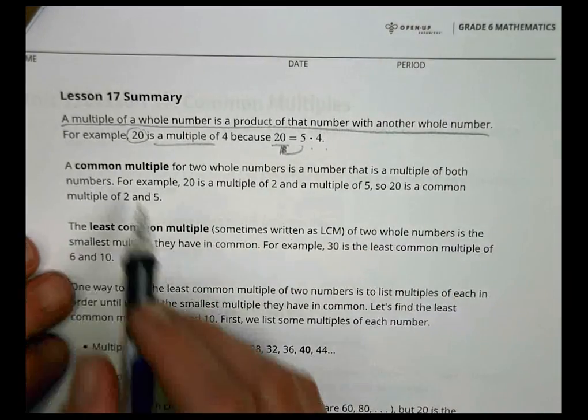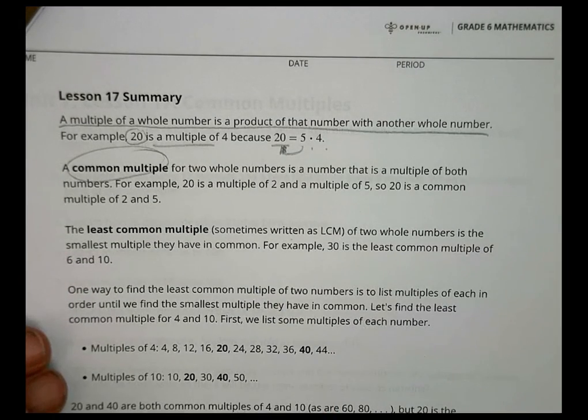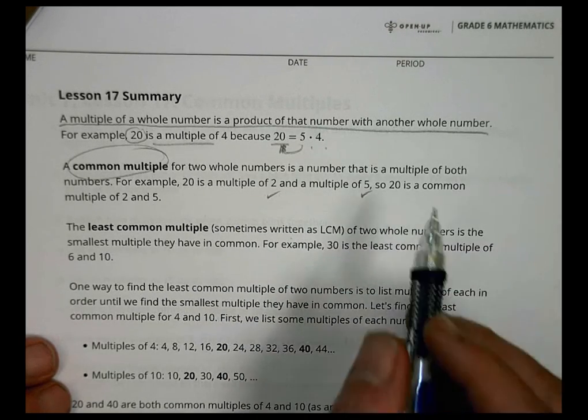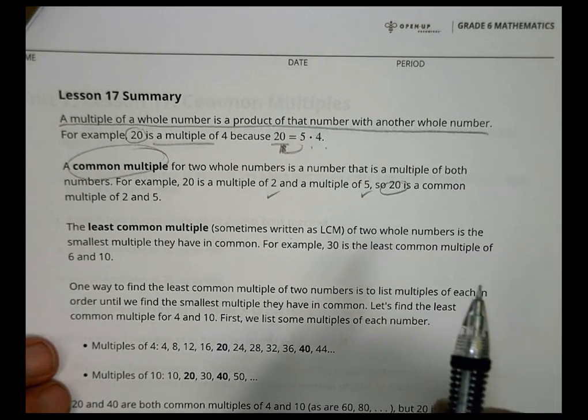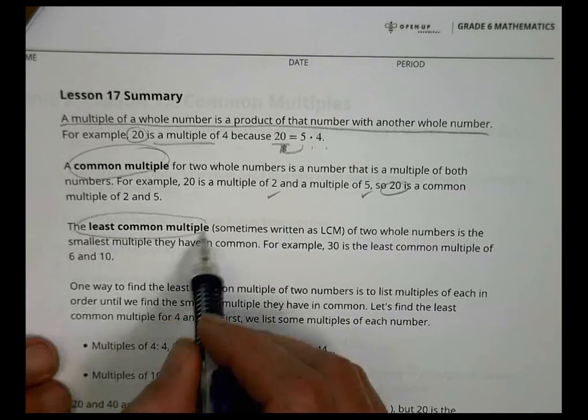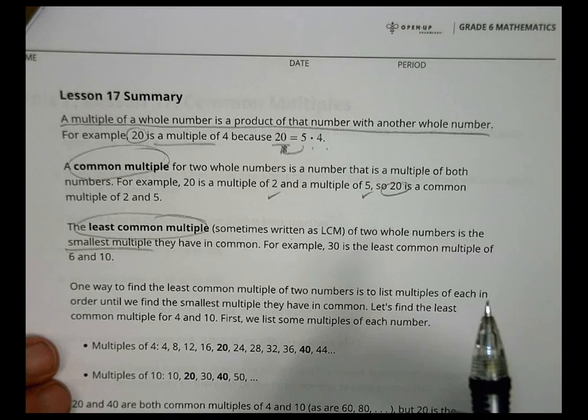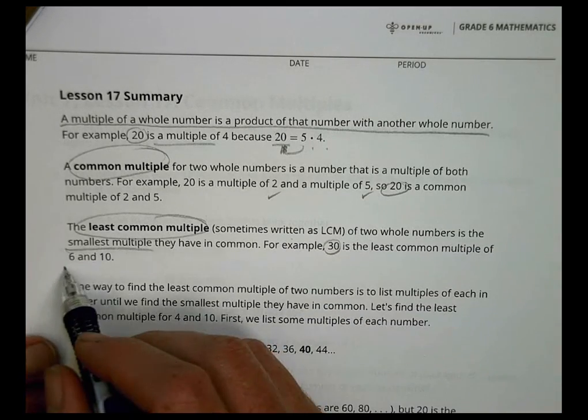A common multiple for two whole numbers is a number that is a multiple for both numbers. So 20 is a multiple of 2 and it's a multiple of 5. So that's in common for both of them. Sometimes we talk about a least common multiple, which is the smallest one they have in common. So 30 is the least common multiple for 6 and 10.